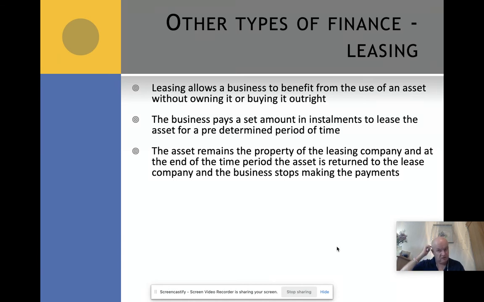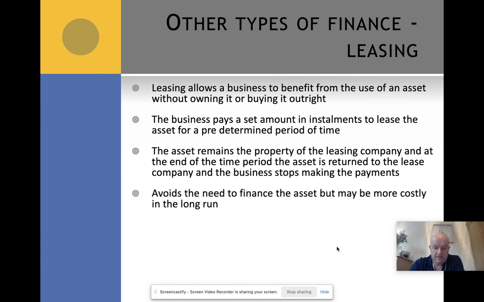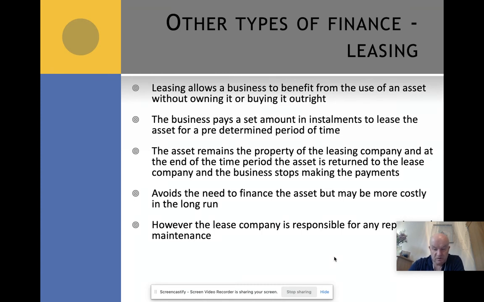But generally speaking, what most businesses will do is say, well, okay, we've used that lease, let's start a new lease for a new piece of equipment or a new asset. Clearly, one of the things that allows is that it avoids having to finance the asset, but it can be more costly in the long run. And in some cases, the lease company might be responsible for any repairs or maintenance, dependent on the type of contract that you've agreed with them.